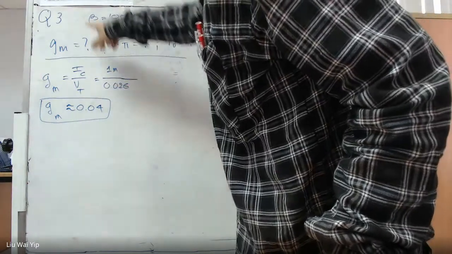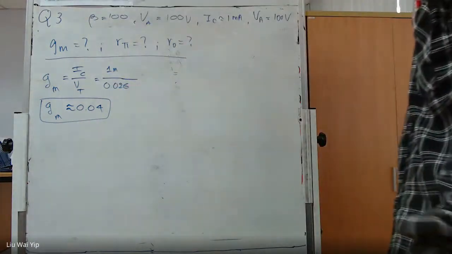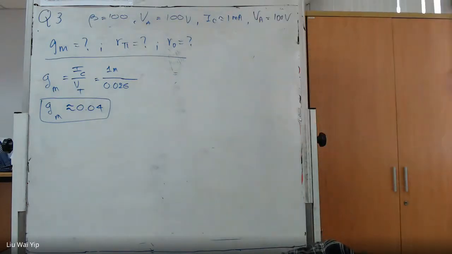And the next thing is r pi. You remember the formula for r pi? Beta divided by gm.